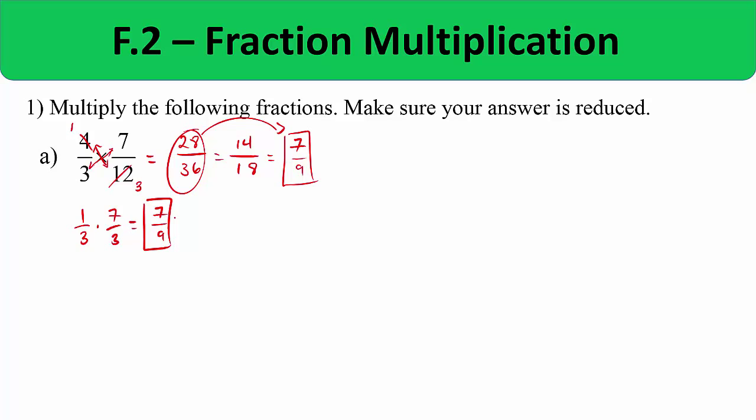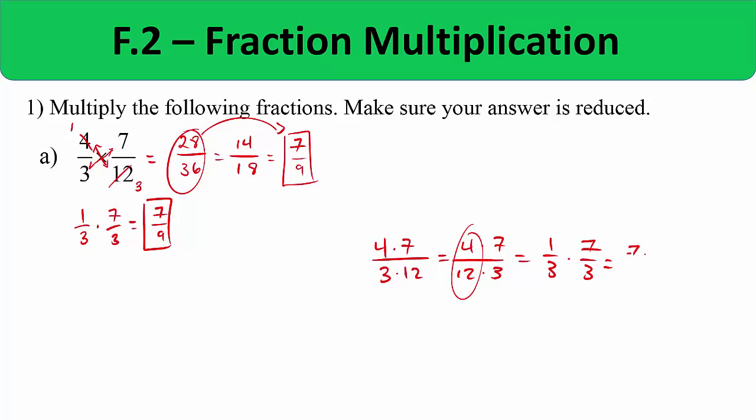Well, why can we do this? If we were to multiply straight across, 4 times 7 for the numerator and 3 times 12 for the denominator, we can switch the order here. That's the same thing as 4 times 7 over 12 times 3. And we realize that 4/12 here reduces to 1/3, which is 1/3 times 7/3. So instead of doing all of that work to rewrite it every time, that's why we use cross-canceling.